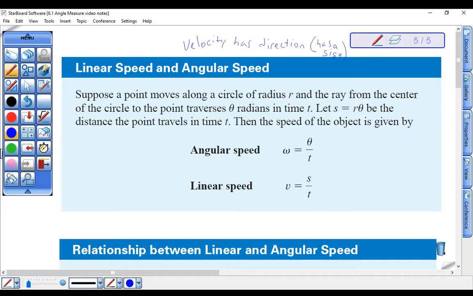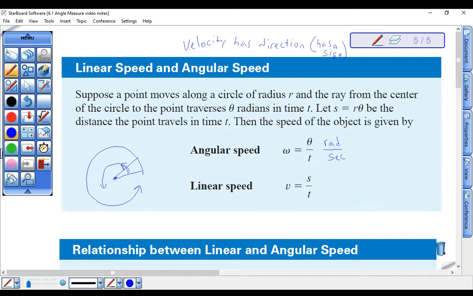And think about this. When I say angular speed, that means how quickly we're traveling. The radians change as we travel around the circle, right? Think about the units of angular speed: radians per time, like radians per second. How quickly our angle is changing as we go around the circle. That's what I mean by angular speed.